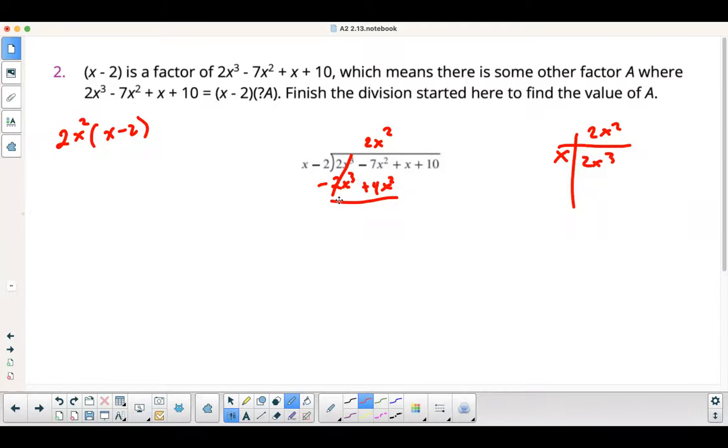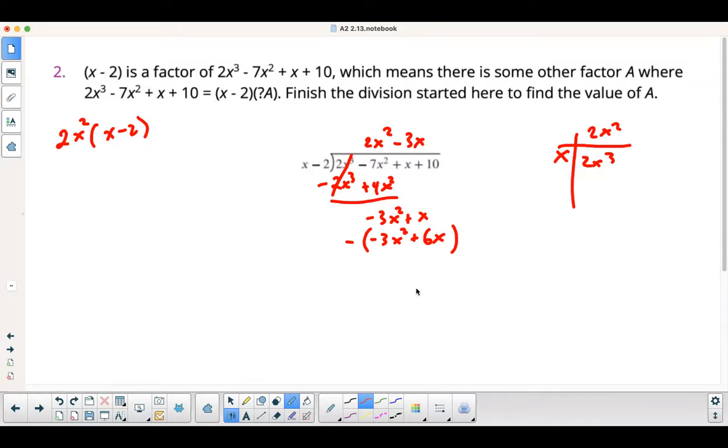I'm following my long division steps. So here I get negative 3x squared, and then I bring down the x. And I do the whole thing over. So x times what would give me negative 3x squared? Well, the answer is going to be negative 3x. And then I subtract.